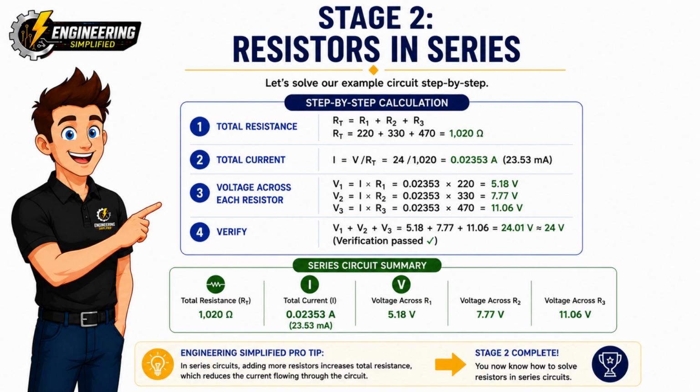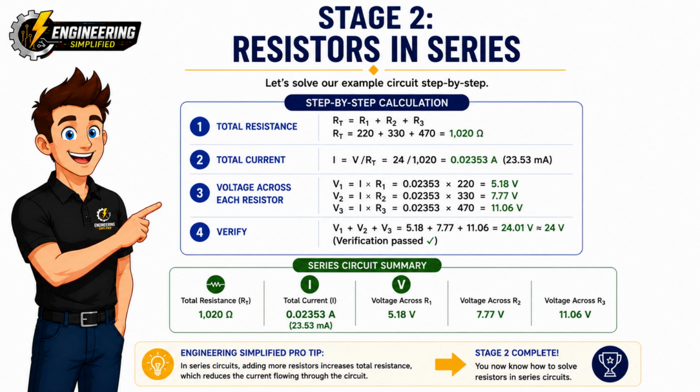Remember, because this is a series circuit, that same current flows through every resistor. Next, we calculate the voltage drop across each resistor using the formula voltage equals current multiplied by resistance. That gives us 5.18 volts across R1, 7.77 volts across R2, and 11.06 volts across R3.